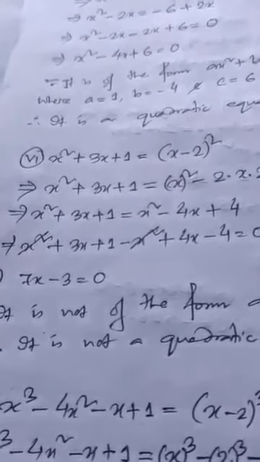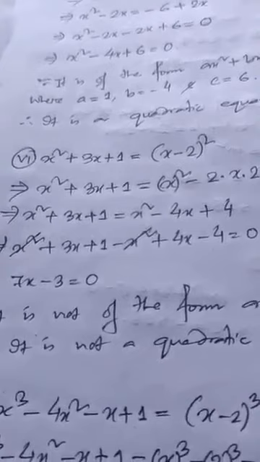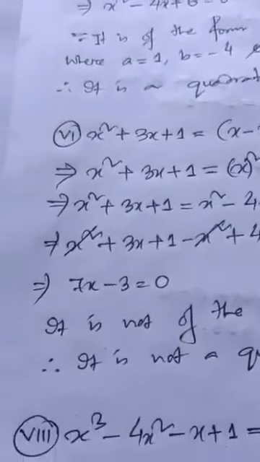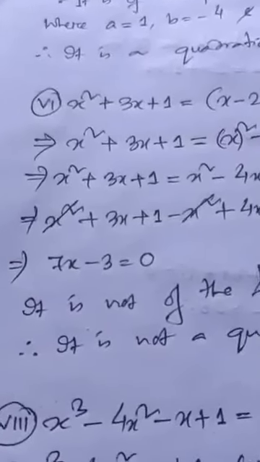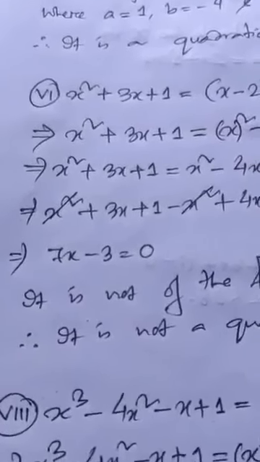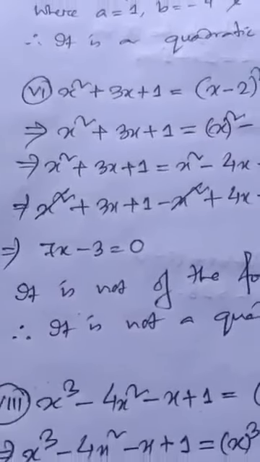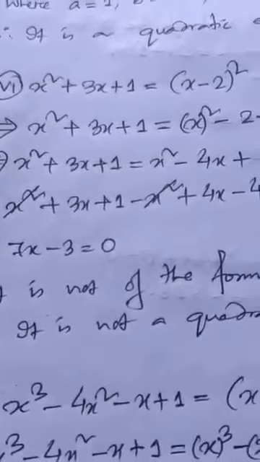You will get 7x, then plus 1 minus 4, this will be minus 3 equal to 0. And here if you see properly, this is 7x minus 3, here the highest power is not 2, highest power is just 1. So this is not of the form of a quadratic equation, isn't it?